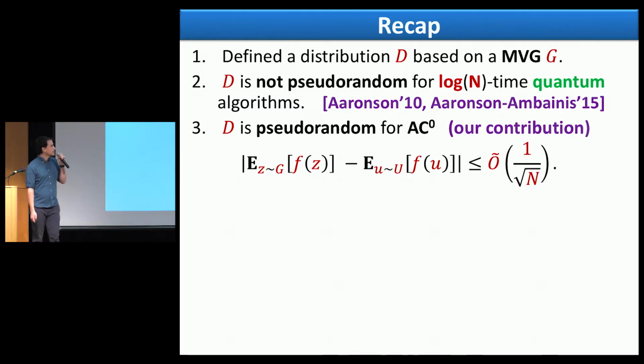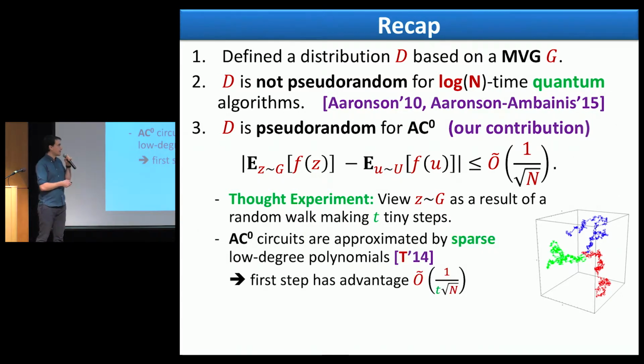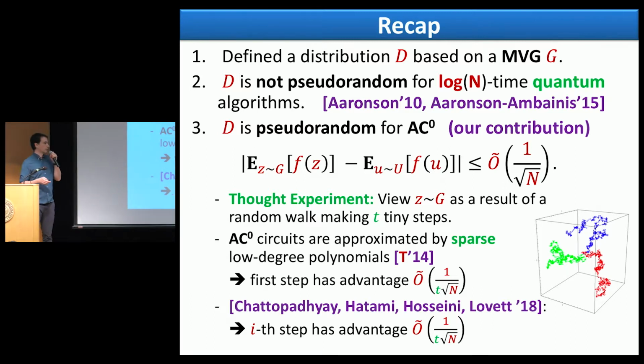Here we analyze it as the value of the function on a Gaussian and the value on the all zeros vector. So we use the fact that the Fourier expansion moves us from the discrete setting to the Gaussian setting. And to analyze the Gaussian distribution, we thought of it as the result of a Brownian motion or a random walk. We analyzed the first step using the fact that AC0 circuits are approximated by low-degree polynomials that are sparse. And this is the important fact, that they are sparse. And then we use the fact that the ith step is very similar to the first step using this result. Okay. So that finished up the proof sketch.